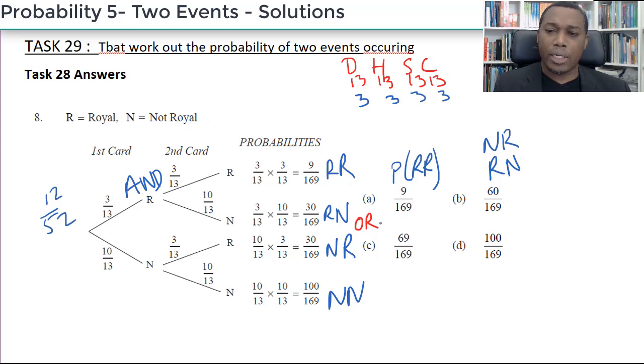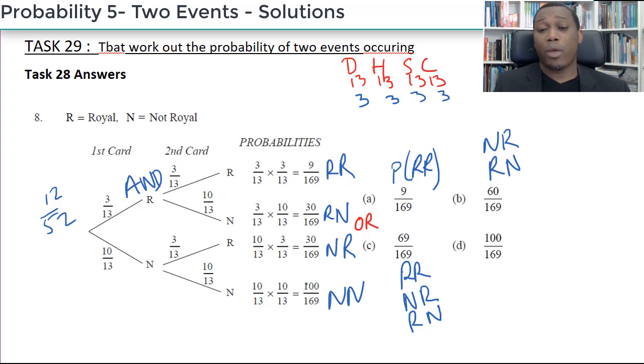Continuing on this one, so we added. Part C was asking at least 1 card is royal. Now it's different. Because they've said at least 1, we can include royal, royal; not royal, royal; royal, not royal. And 2 ways of doing that. We can add up all these probabilities. Numerators 30, 30, and 9 giving 69, and the denominator remains the same.